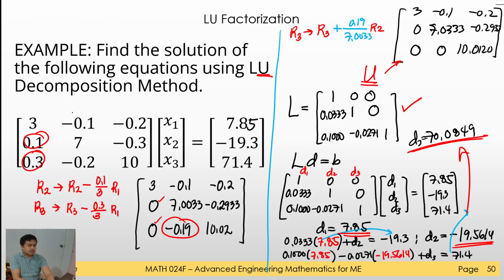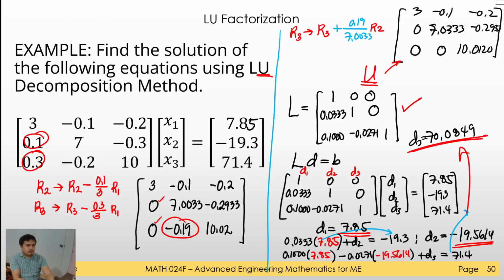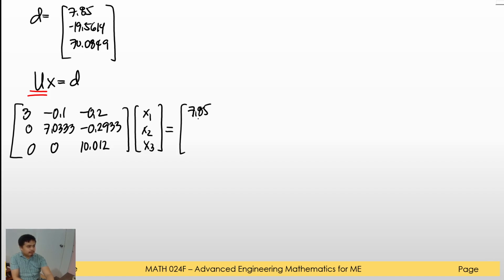So negative 0.1 and negative 0.2, 7.033, negative 0.2933, 0, and 10.012. So the x here will be x1, x2, and x3, and then equal to d. So d here will be 7.85, negative 19.3, and 71.4. Okay, so for this last step, we will now perform back substitution.